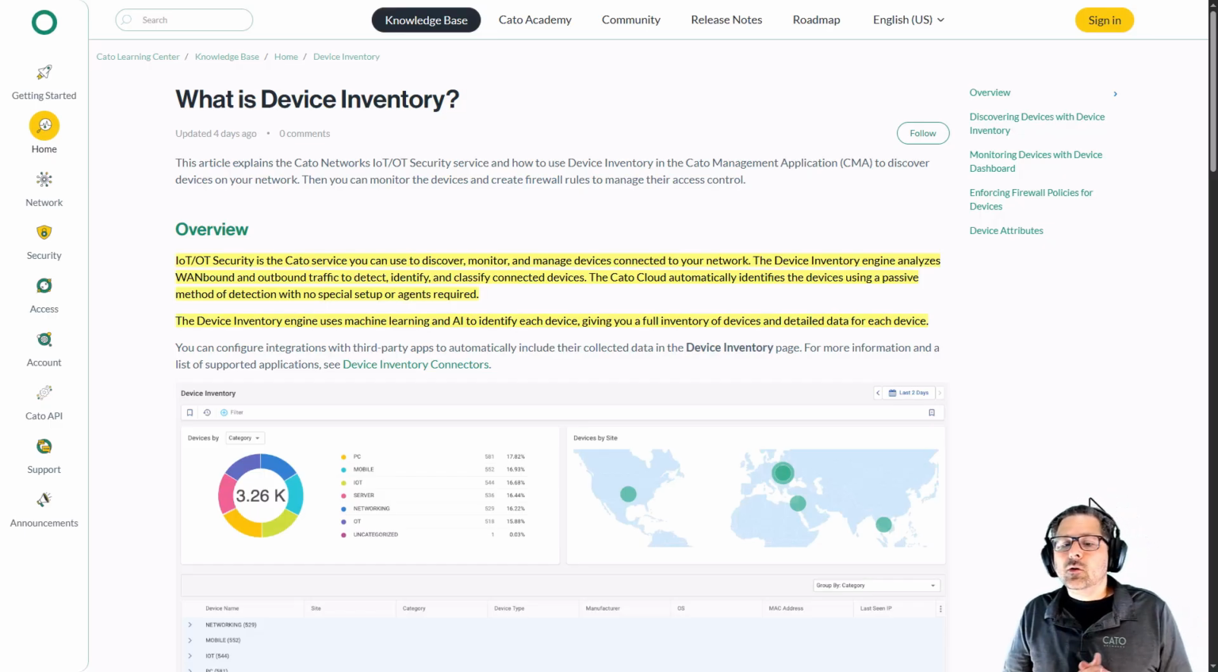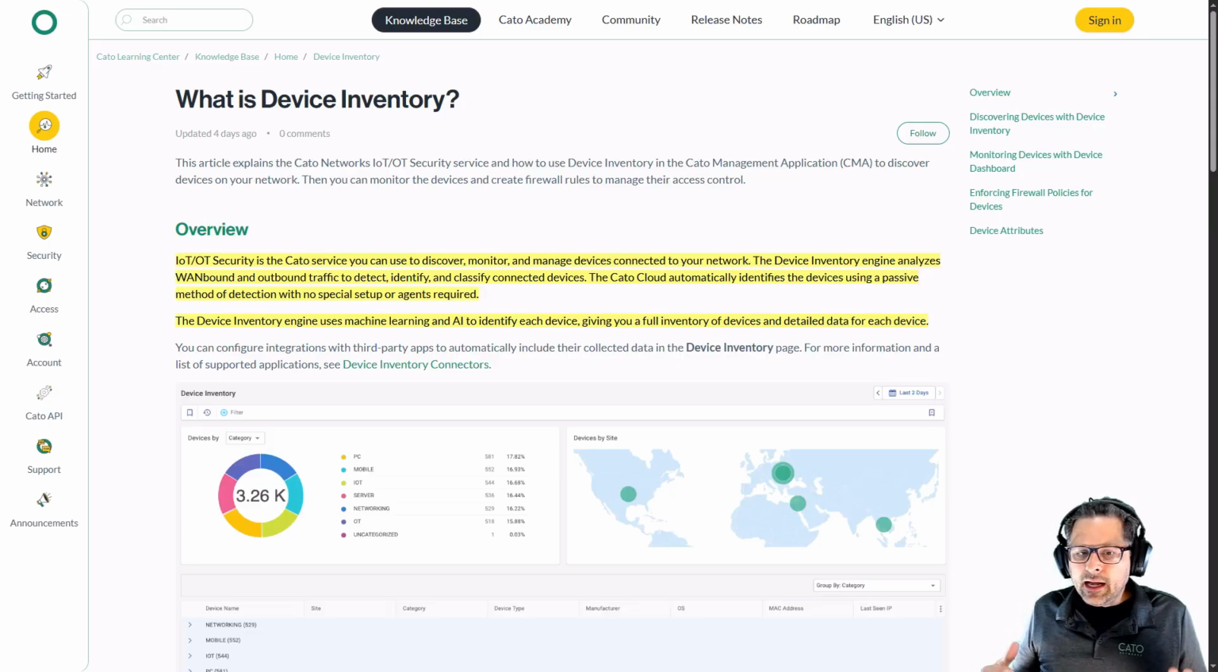So let's get into a little bit about Cato here. With IoT and OT security, you can discover, monitor, and manage devices connected to your network. The device inventory engine analyzes WAN-bound and internet traffic to detect, identify, and classify. It automatically identifies devices, and we use AI and flow telemetry data to understand what the device is and what it's doing. It's completely agentless for you.